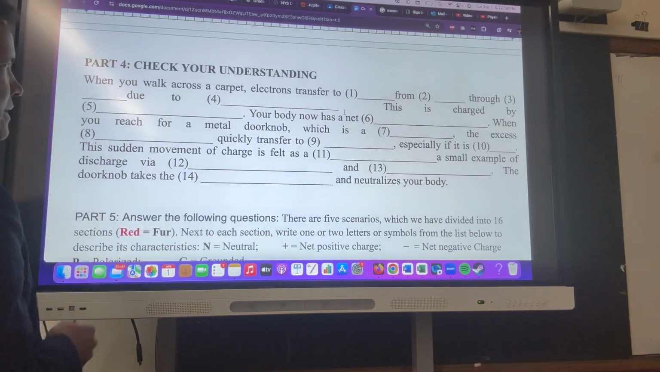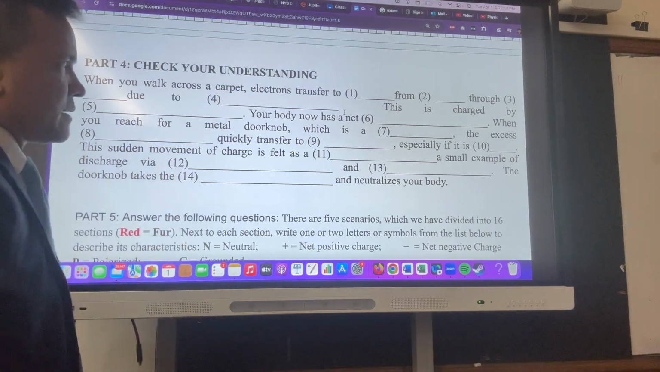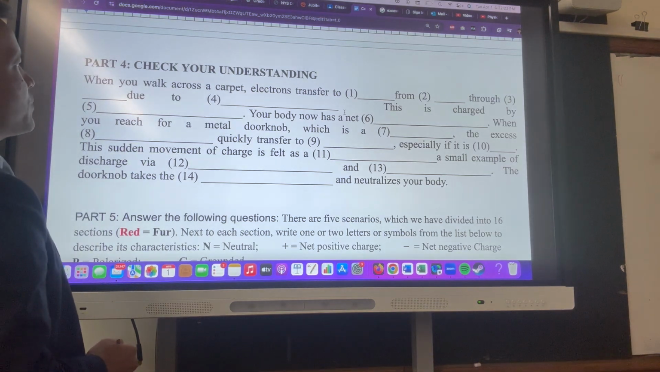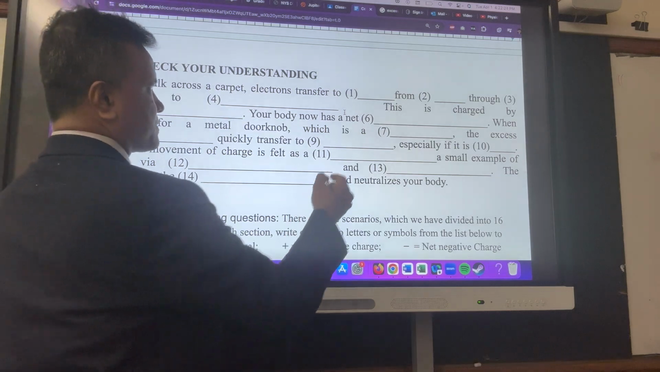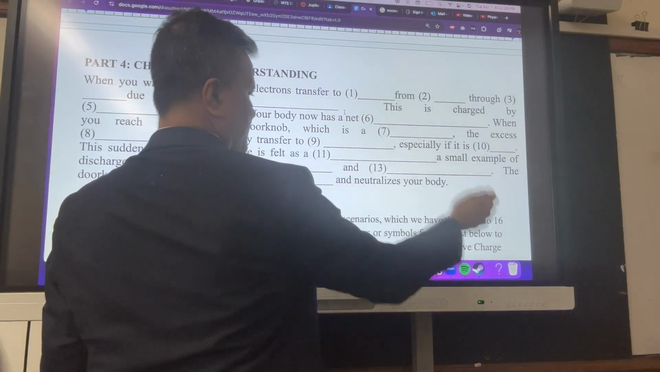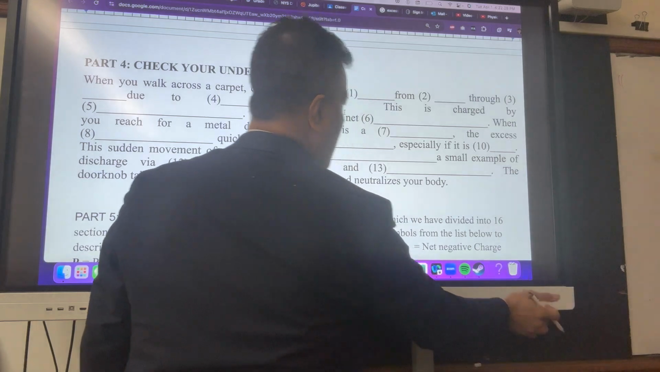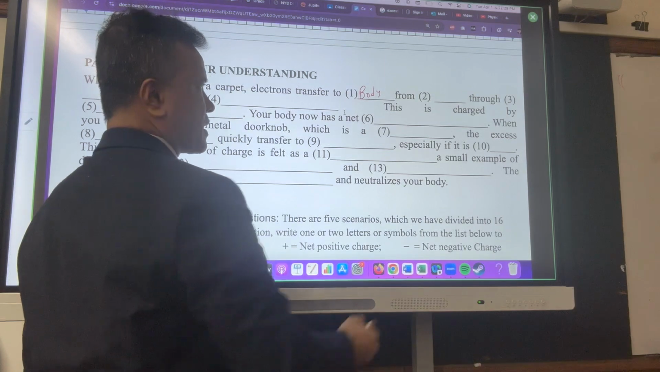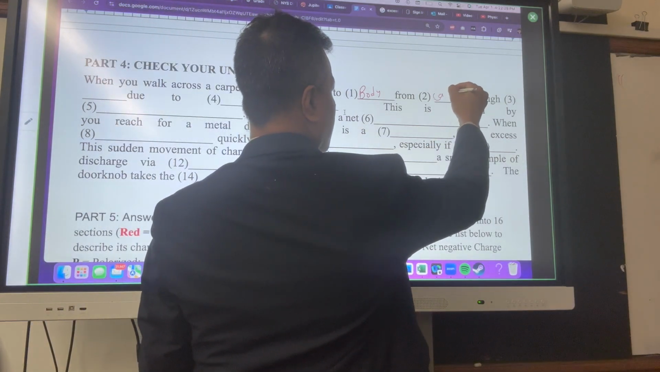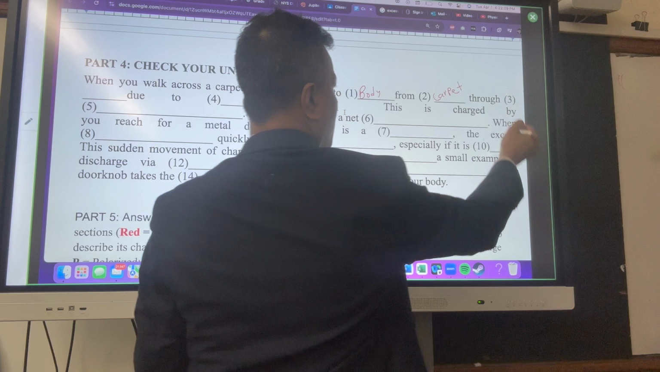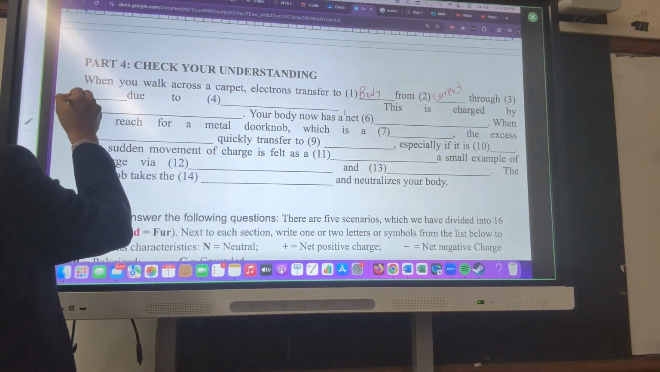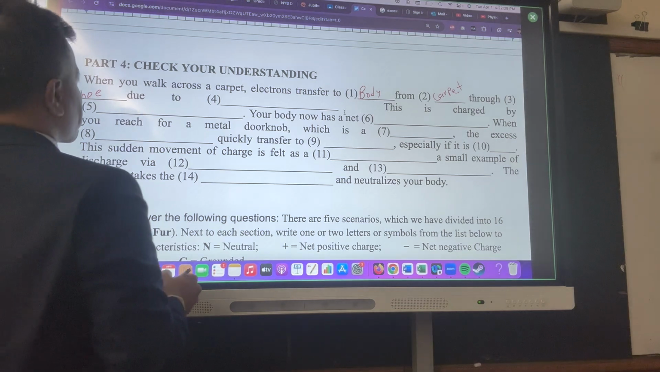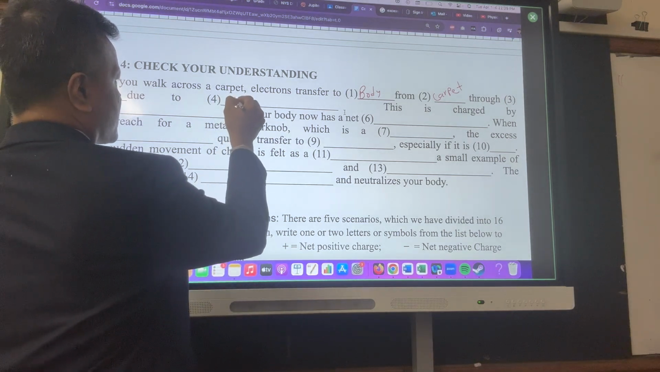Let's do this one. Let's fill in the blank. There are 14 blanks. You're going to have to write 14 items to fill in those blanks. When you walk across a carpet, electron transfer to your body from carpet through your shoe, due to triboelectric effect.